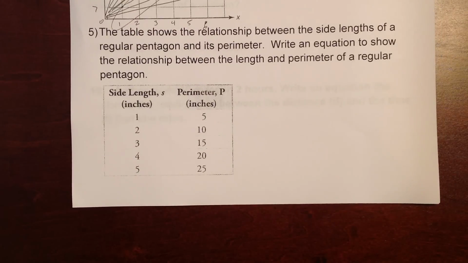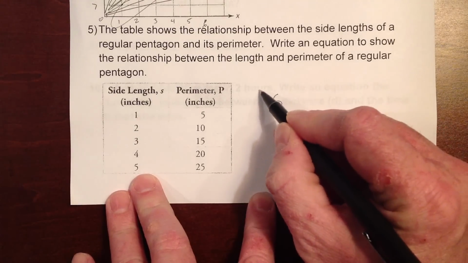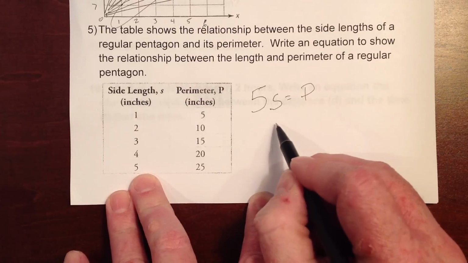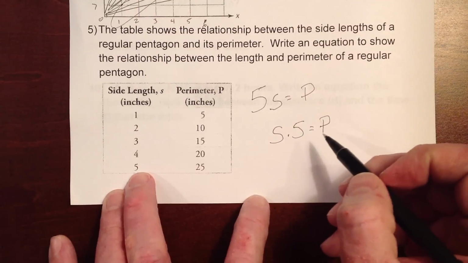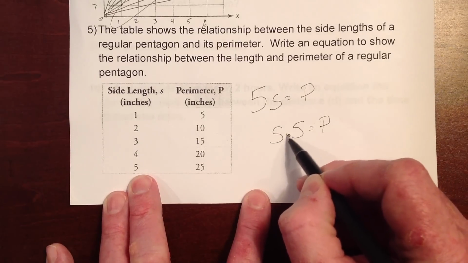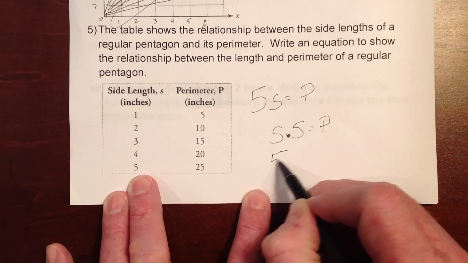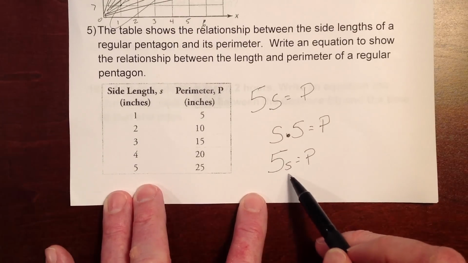Now, the table below shows the relationship between the side lengths of a regular pentagon. A pentagon is 5 sides. Write an equation to show the relationship between the length and the perimeter of the pentagon. All you have to do is say S for the side times 5, I know 5 and S look very similar, equals the perimeter. Now, normally I would say the number of sides times 5 equals the perimeter. Okay. Now I can do that, but remember we have to start writing algebraically. This is S times 5 equals P for perimeter. We can't say this anymore. We have to be big boys and girls and write it algebraically and say 5S equals P.